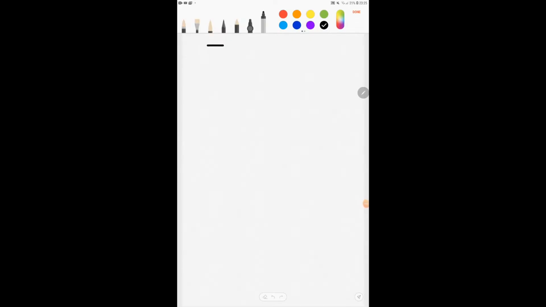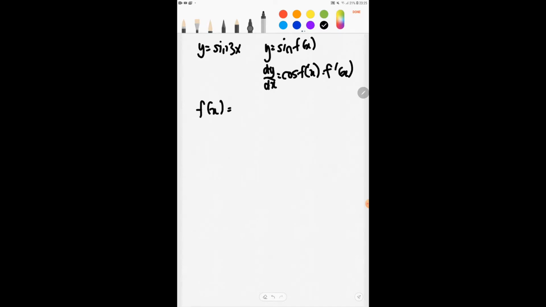Okay, let's say we have y is equal to sine 3x. If you look at this one, y is equal to sine 3x, it is in the family of y is equal to sine f(x). And as we have discussed in the previous slide, dy/dx for this sine f(x) is cos f(x) multiplied with f prime x. So in this case, we need to determine the f(x). f(x) in this case comes from here, sine of something. So in this case, f(x) is equal to 3x. So the f prime x we get is equal to 3.